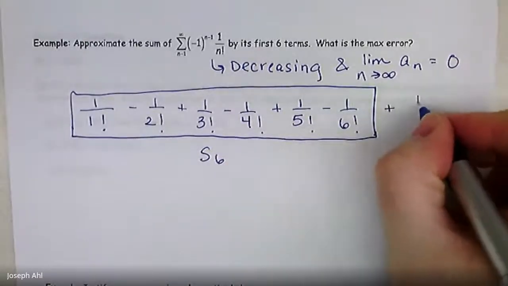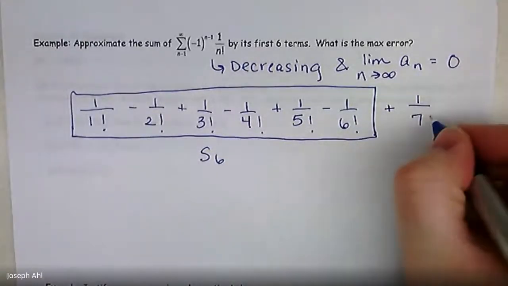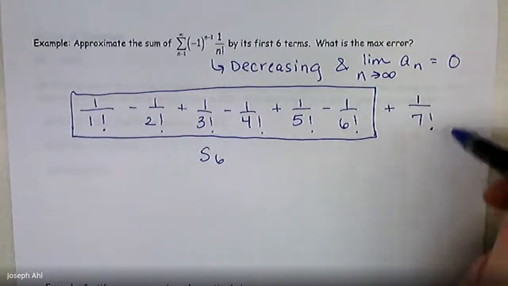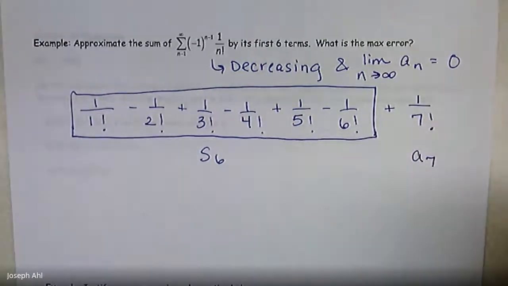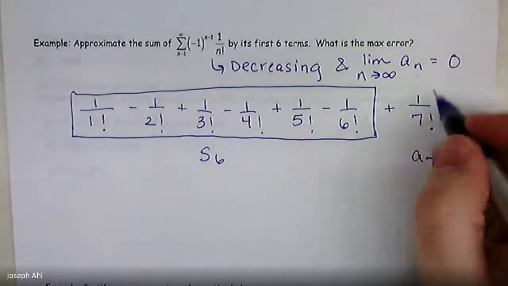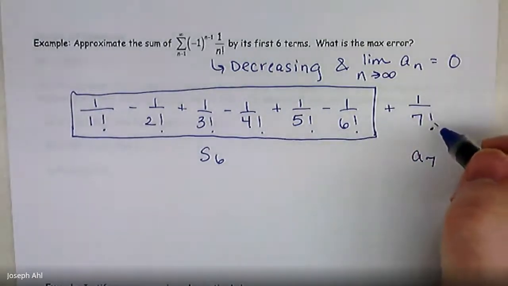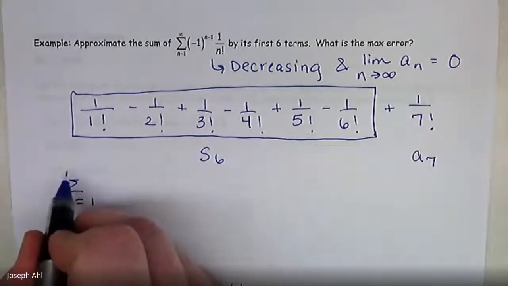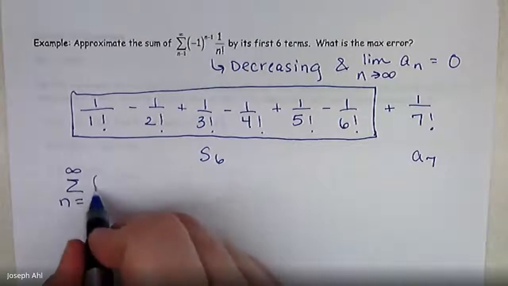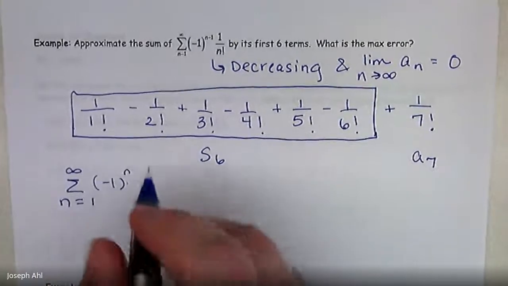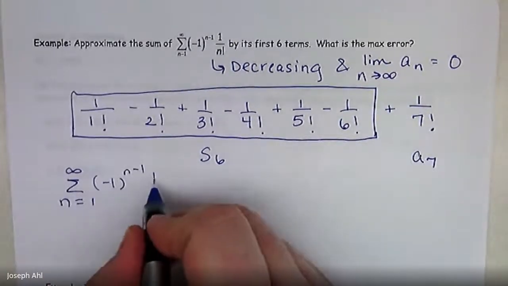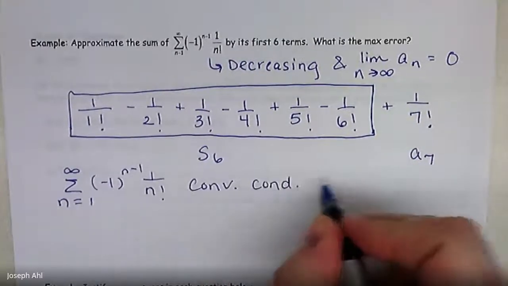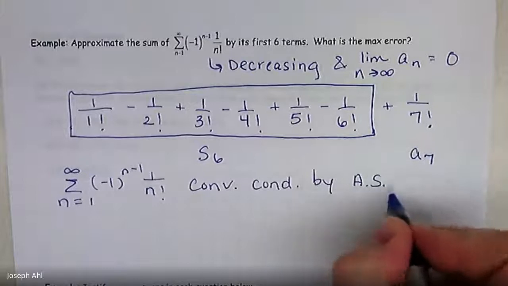Now, if I go one more term out, what the alternating series estimation theorem says is that the error has to be less than or equal to this term right here. There's the 7th term in the sequence, and the error is less than or equal to that. We know that because of the conditions for the alternating series test, this series does converge. It converges conditionally by the alternating series test.